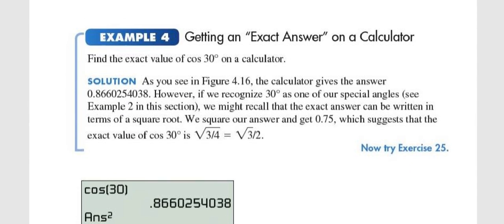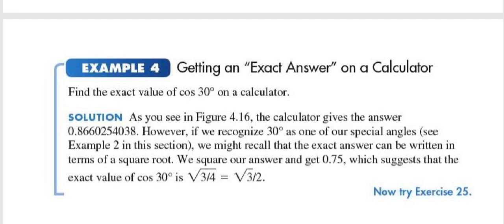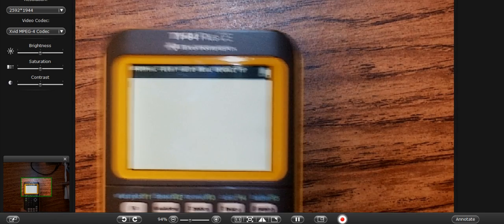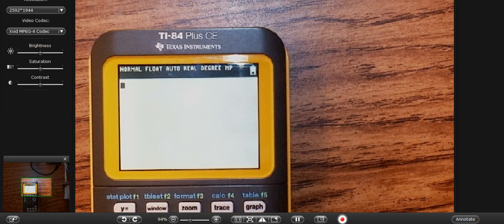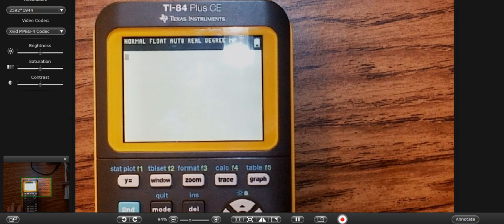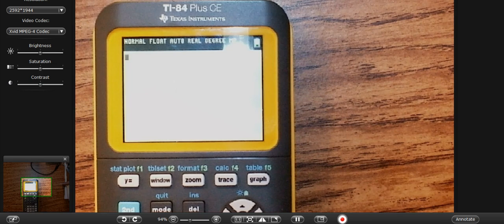Okay, grab your calculator. Grab your calculator. First, turn it on. You gotta tell them, otherwise they won't know.